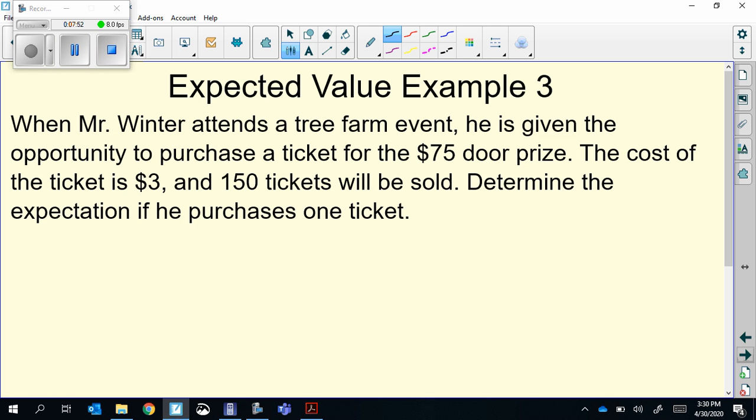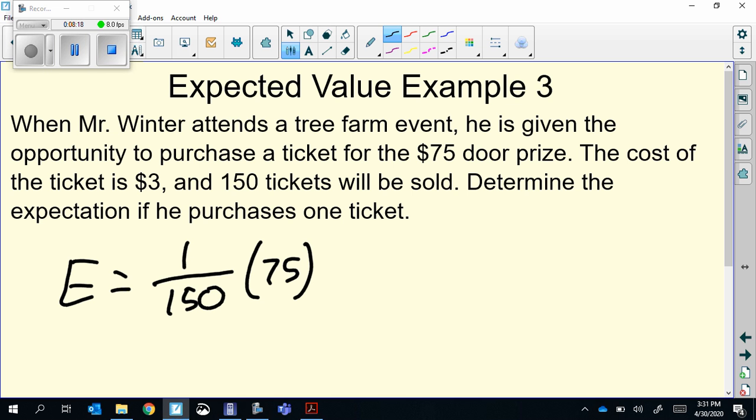All right, somebody's given an opportunity to purchase a ticket for a $75 door prize. The cost is $3. There's 150 tickets. Determine the expectation if he purchases one ticket. So if he does just one ticket, it's 1 out of 150 odds that he would win, and if he wins, he gets $75. The cost of the ticket is $3.